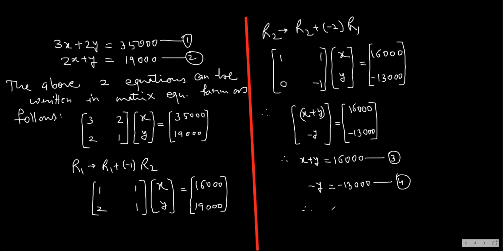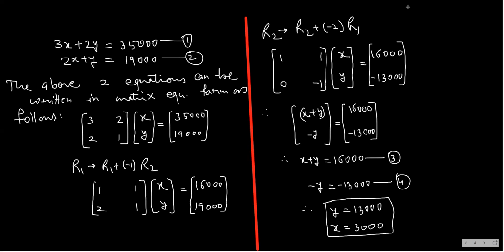So from 4, therefore, you get y equals to 13,000. Using y in equation number 3, you will get x. What is x? x is equal to 3,000. And this is the solution. So now you will write the final answer.